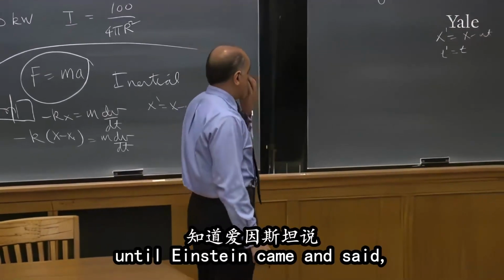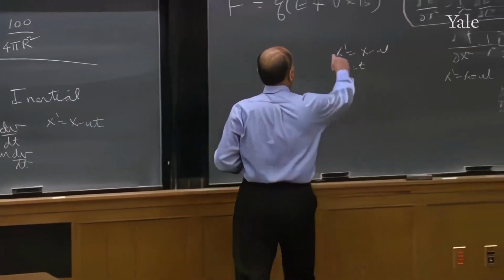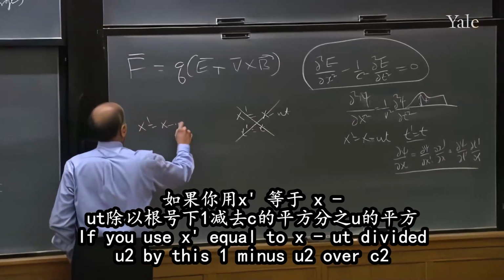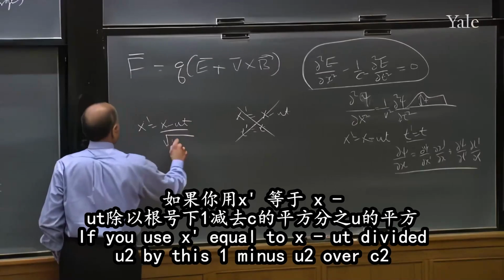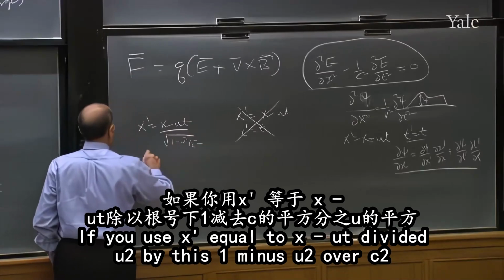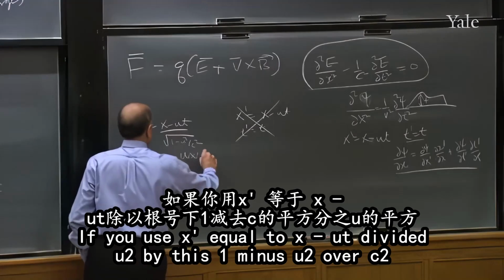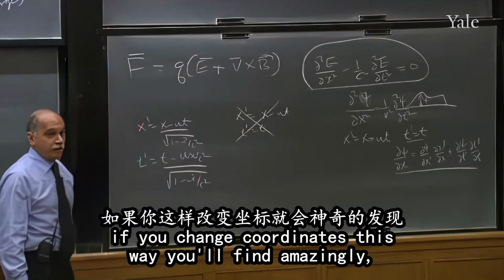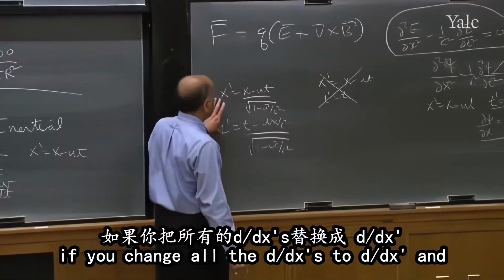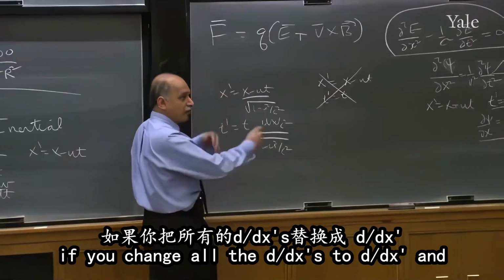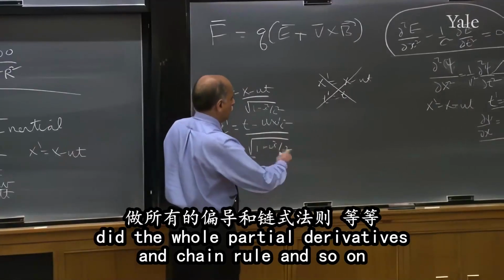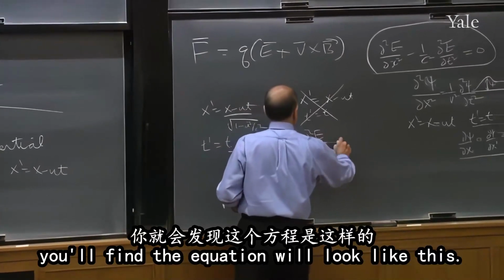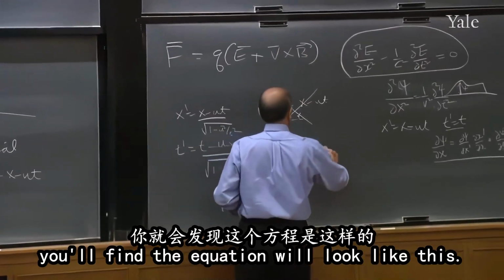That was what they worried about till Einstein came and said there is no ether, and this is the wrong set of transformations. If you use x prime equals x minus ut divided by the square root of 1 minus u squared over c squared, and t prime is t minus ux over c squared divided by the same square root, if you change coordinates this way, you will find, amazingly, if you change all the d by dx's to d by dx prime and did the whole partial derivatives and chain rule and so on, that in the new frame of reference, the equation will look like this.